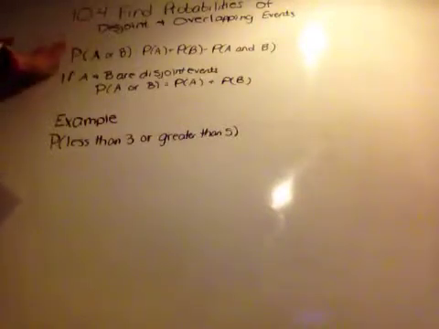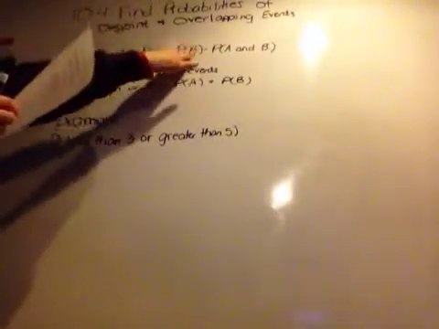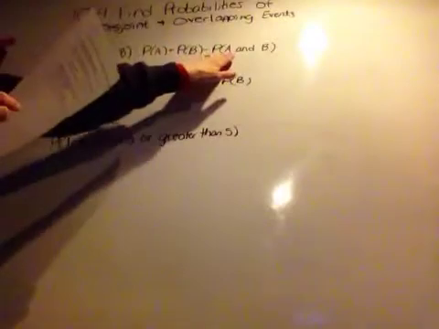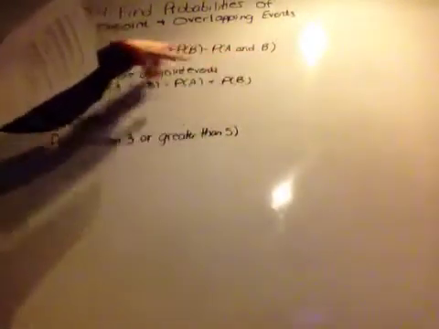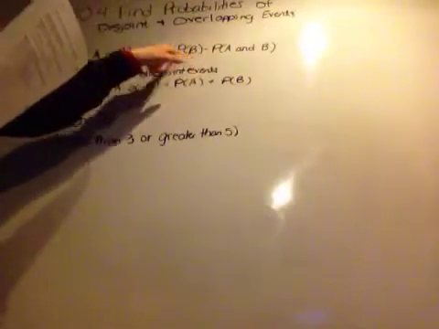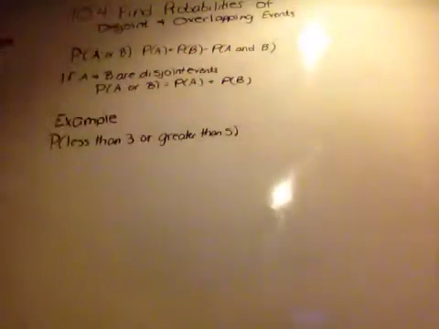So if we have any two events, A and B, then to find the probability of A or B, we do the probability of A plus the probability of B minus the probability of A and B. Any outcomes that are in both A and B, we have to subtract because we've added them in twice. With A, we add them with B, so we subtract it off so we don't count it twice.